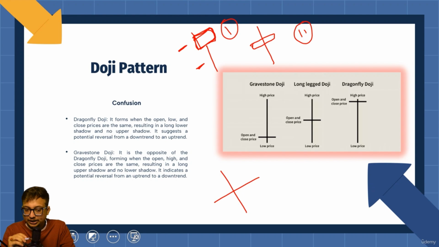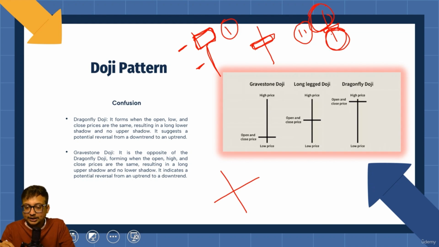Number 2, in the case of a hammer pattern, there will be either lower price rejection or higher price rejection, right? But in the Doji pattern, there is both higher price rejection and lower price rejection. So the first difference is that the body is very tiny, and there will be higher price rejection as well as lower price rejection. Both will be there.